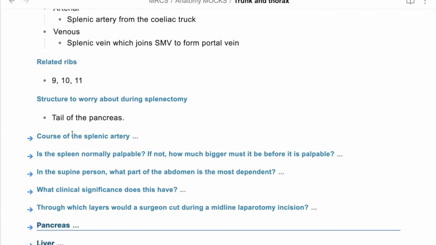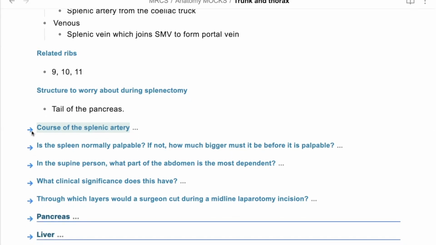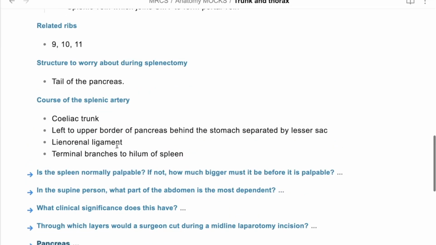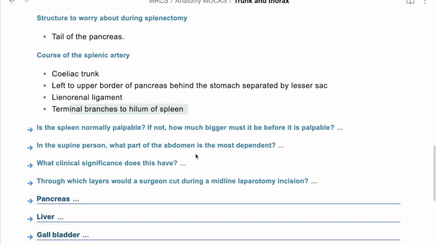And the course of the splenic artery. What is the course of the splenic artery? The splenic artery originates from the celiac trunk in the midline in front of the abdominal aorta, and then it runs towards the left on the upper border of the pancreas, passes behind the stomach and reaches the splenic hilum, and supplies the spleen, pancreas, and the fundus of the stomach. All right, well done. So it arises from the celiac trunk, runs along the upper border of the pancreas, and then into the splenorenal ligament, with terminal branches at the hilum. And you mentioned even more details.